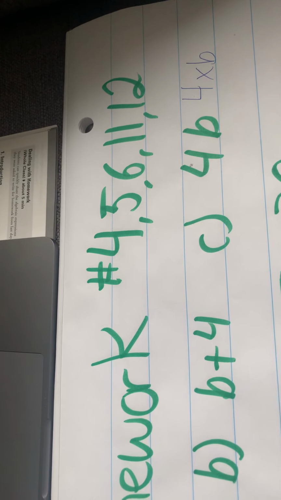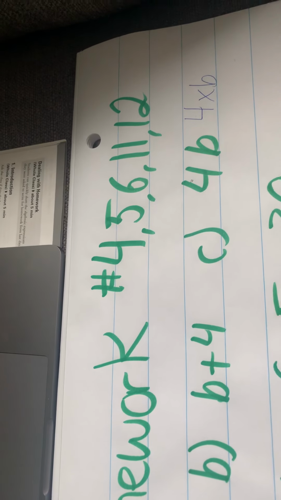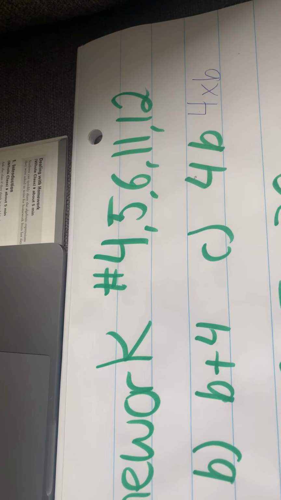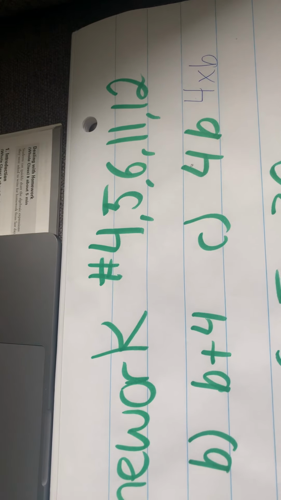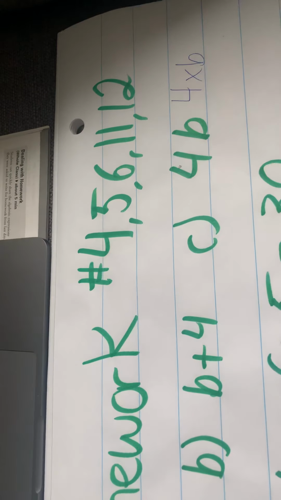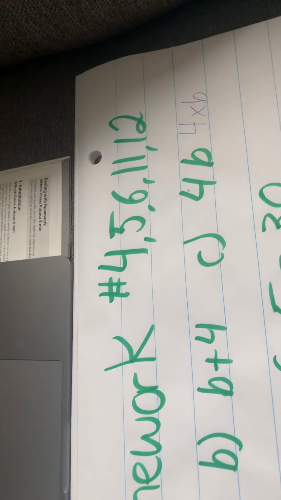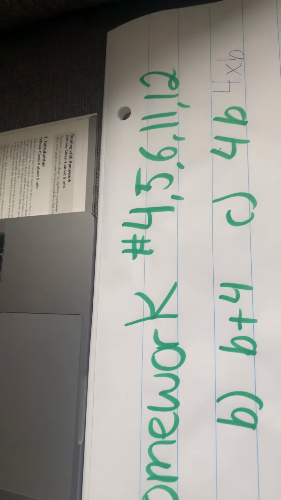Well, we're trying to find out the cost of buying chili for B people, or for any amount of people. That means if one person bought a bowl of chili, it would be $4. If 2 people bought a bowl of chili, that would be $8. If 3 people bought a bowl of chili, it would be $12, and so on and so on. So which one of those scenarios works with this algebraic expression?